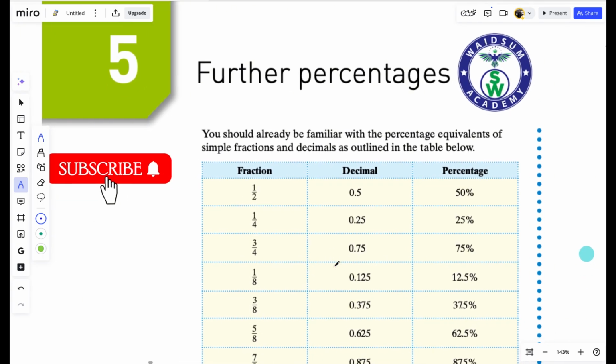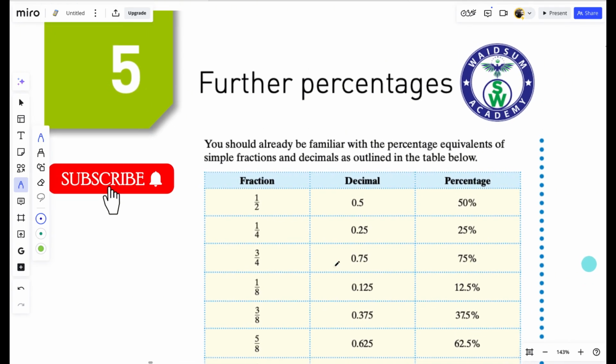And chapter 5 is further percentages. So in chapter 4 we looked at percentages, but just in the elementary stage. Now, today let's take a look at percentage in deeper form, as you find them in paper 2 of Maths IGCSE. Now, first of all, we make a table.